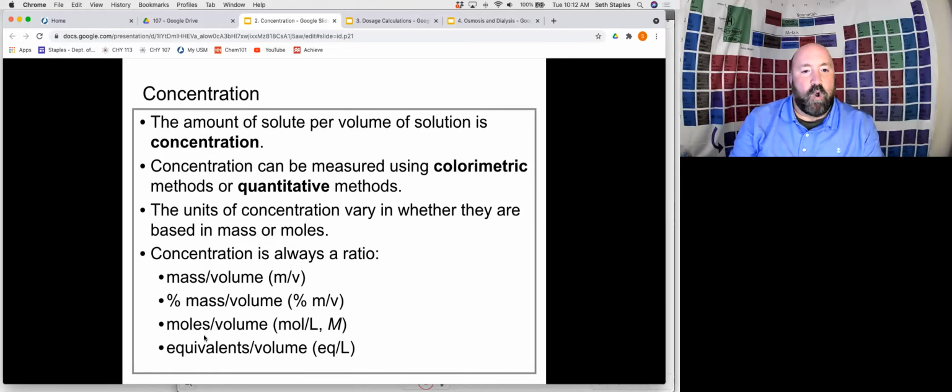We also have moles per volume, so moles of our solute per volume of our solution. We can see the units over here: moles per liter, units of mass to volume, M/V or percent M/V, or also equivalents per volume, equivalents per liter. And we'll talk about all of these and a couple other different ways to measure concentration as we go on.